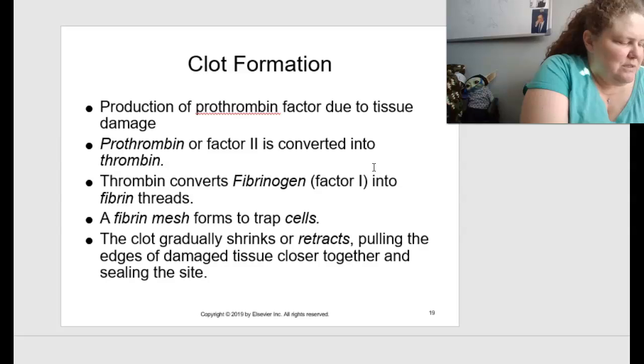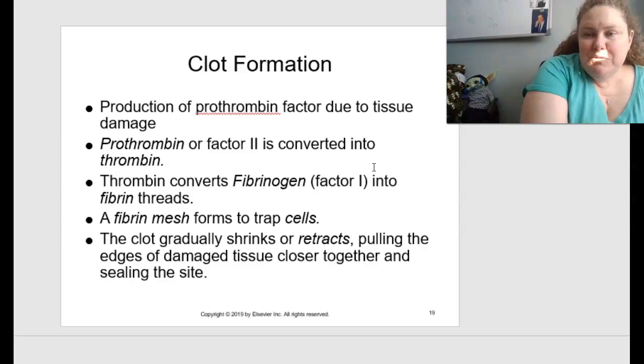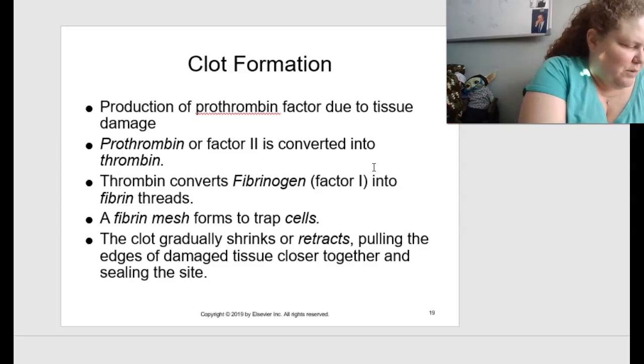And so then the next step is where a fibrin mesh is going to be formed to trap the cells. And basically think of how beavers build dams, right? So this is kind of the same thing. It's going to make up a solid clot or a thrombus, and therefore it's going to stop the flow of the blood, and that's shown in figure 10.10.